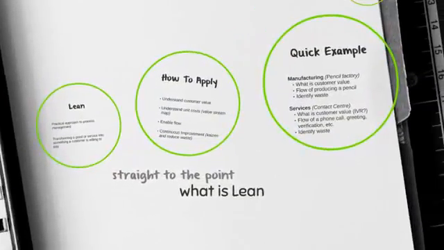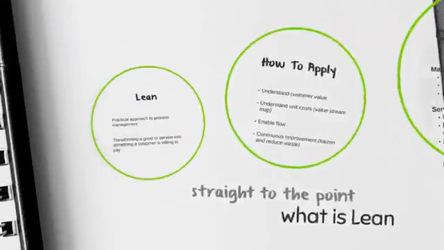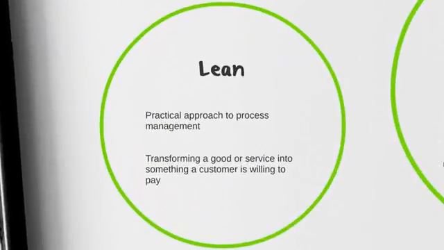Welcome to Straight to the Point, What is Lean? Lean is very often combined with Six Sigma. Today we're going to be looking at just Lean. Lean itself is a practical approach to process management.